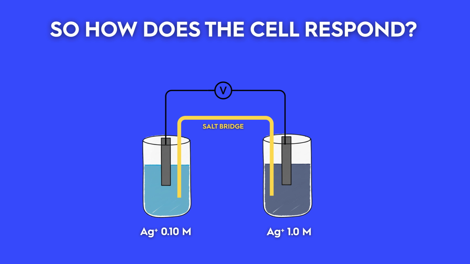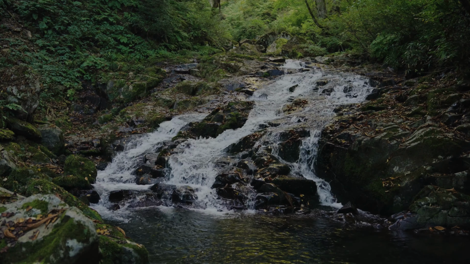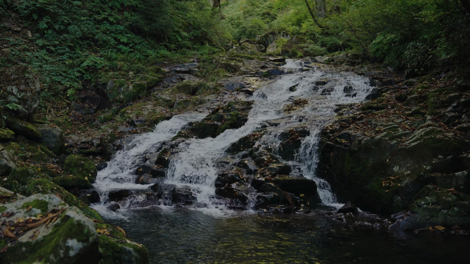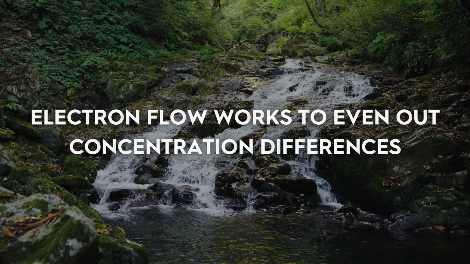Silver oxidizes on the side with the lower silver ion concentration, the anode, and plates out on the side with the higher concentration, the cathode. In short, electrons flow from the low concentration side to the high concentration side, driving the system toward equilibrium. Think of it like water flowing downhill. Just as water levels equalize, electron flow works to even out concentration differences.